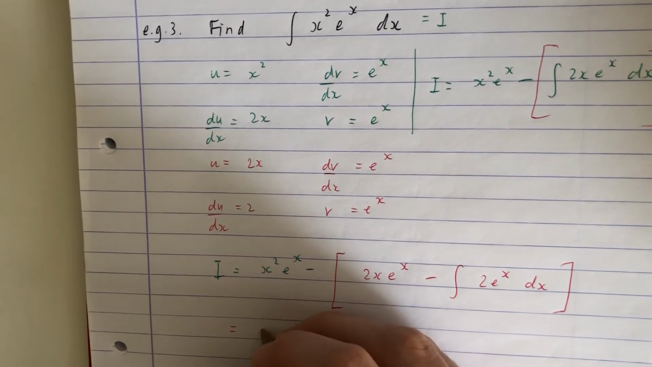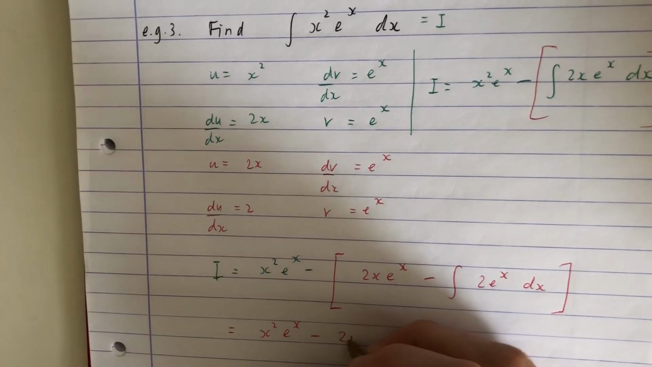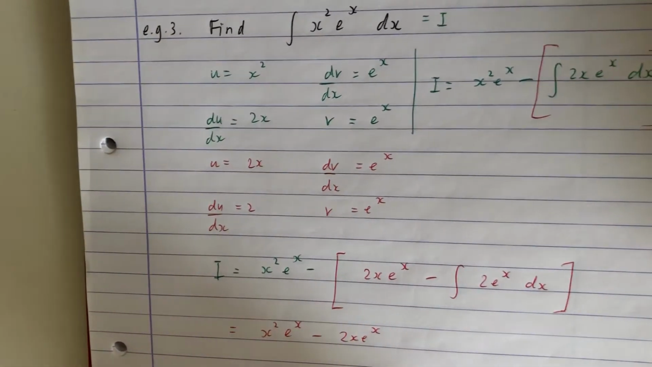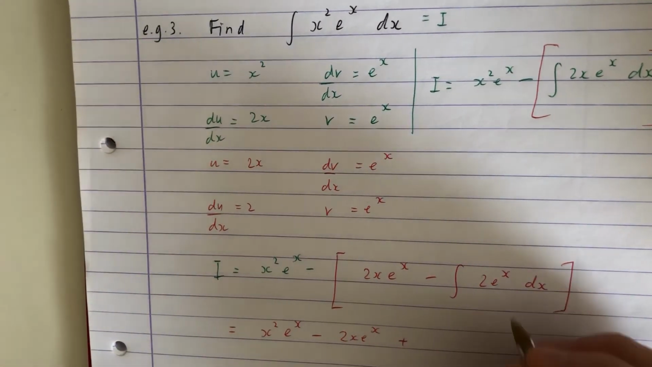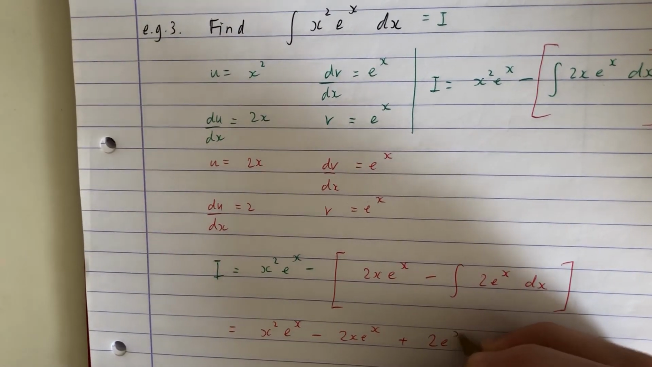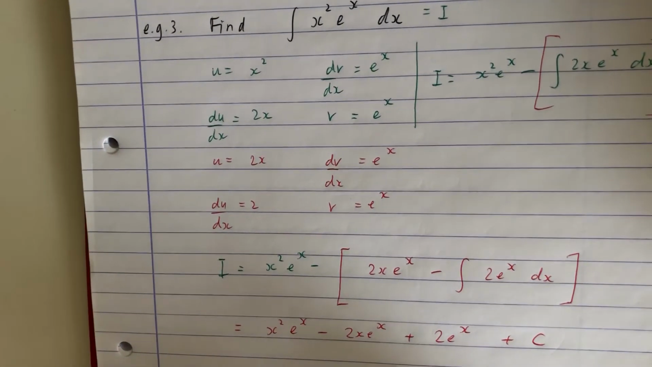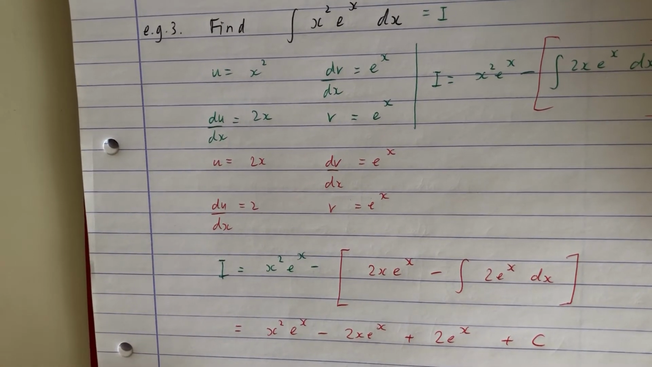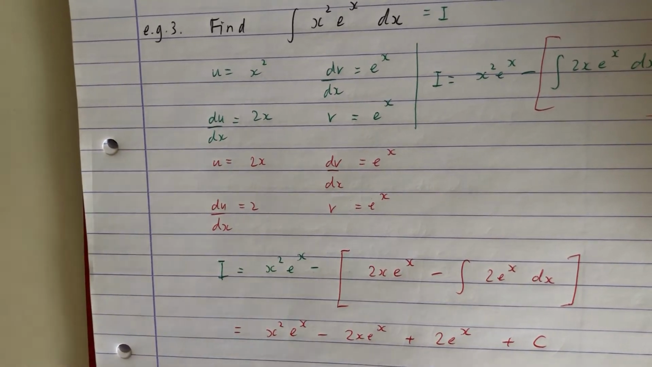If you expand and simplify, it goes to x squared e to the x, subtract 2x e to the x. Subtracting a negative is plus, and what does 2e to the x integrate to? 2e to the x plus c, and that would be your final answer for this one. So yeah, sometimes you have to use integration by parts twice. So yeah, that wasn't the easiest one.